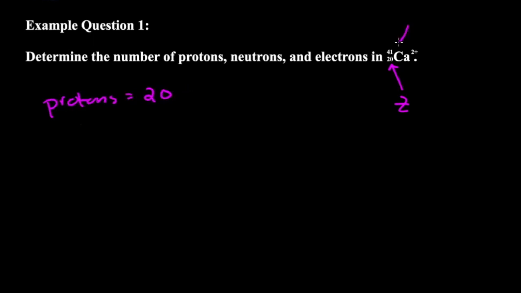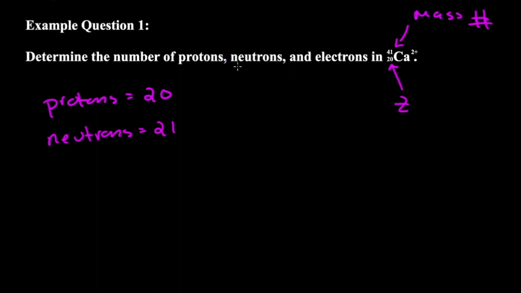And then there's a 41 up here, and so that's going to be the mass number. And the mass number represents the number of protons plus the number of neutrons. So if the number of protons plus neutrons is 41, and we just want the neutrons, what we would do is 41 minus 20, and you would get 21. So the number of neutrons here is going to be 21.